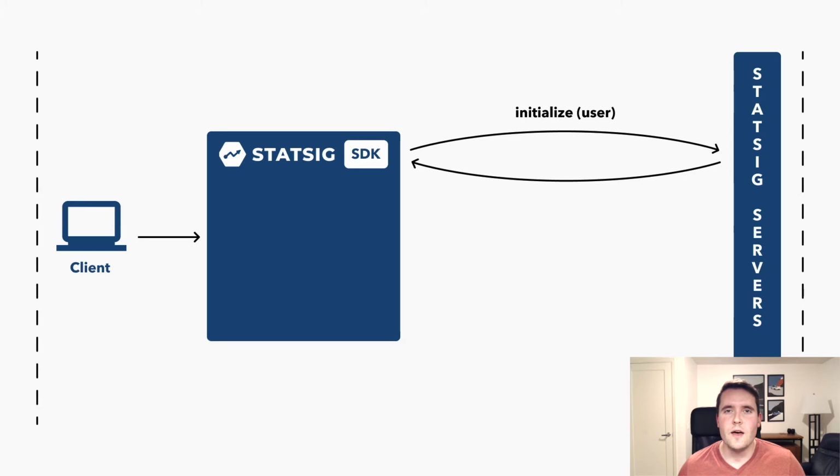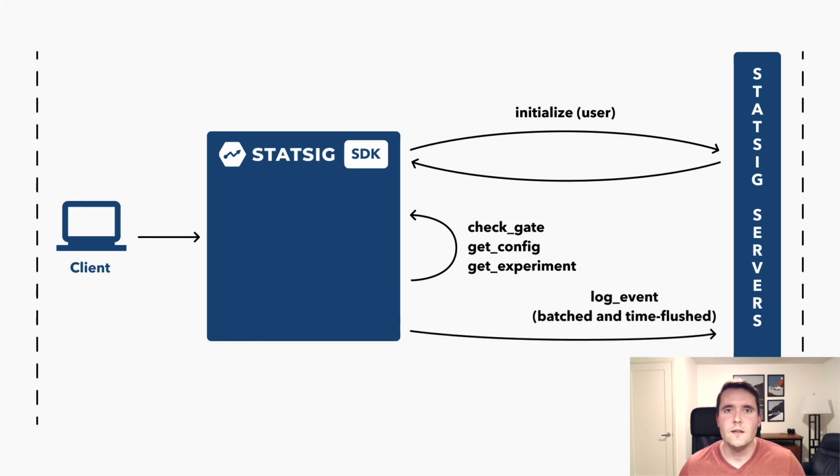Statsig servers will then evaluate every single feature gate, dynamic config, and experiment for that user and pass the results back to the SDK. Now, each subsequent call to checkGate, getConfig, and getExperiment will use those cached values. Finally, you can log events to Statsig, which will be batched and periodically flushed to Statsig servers. In this model, you can see that there is a single user during the entire SDK session. We also refer to this as a single user environment.